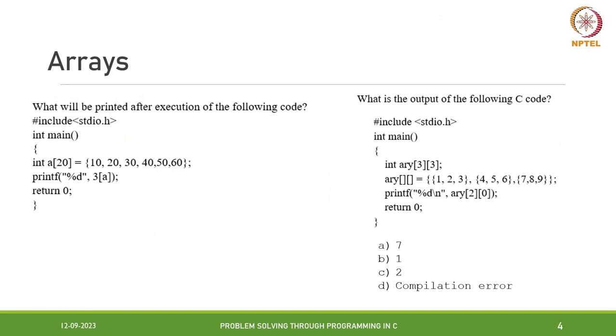So let's move on to the next question. Here you have an array of 20 elements. It's a 1D array, and it has 20 elements, but you are initializing only 6 elements. So what will happen? The rest of the elements will be initialized to 0, right? And you are printing 3 of A. So what will be printed here?